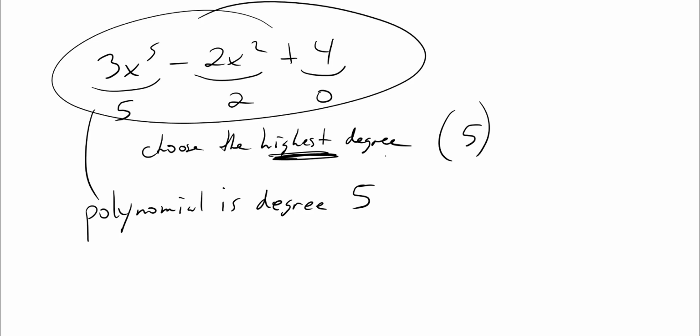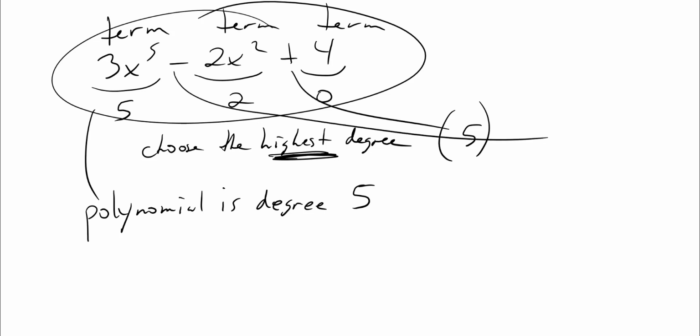So we always choose the highest degree out of all the different terms. And by the way, each of these is a term. That's a term, that's a term, that's a term. Each one is a term, separated by the pluses and minuses. So it's separated by this minus and this plus. Always separated by a plus and a minus. So you just look at the whole thing.